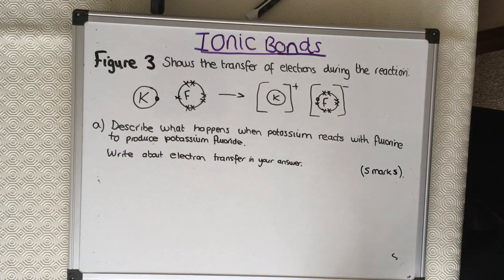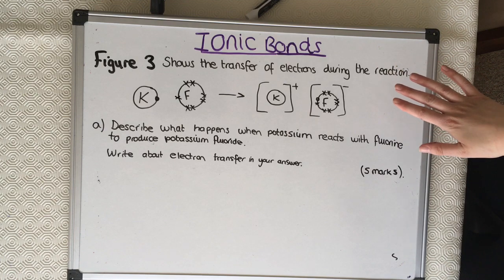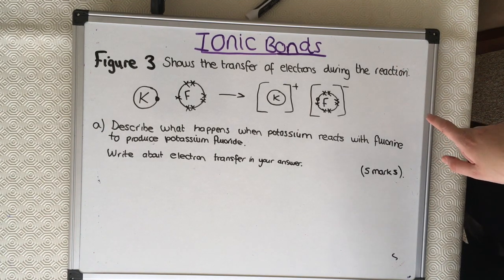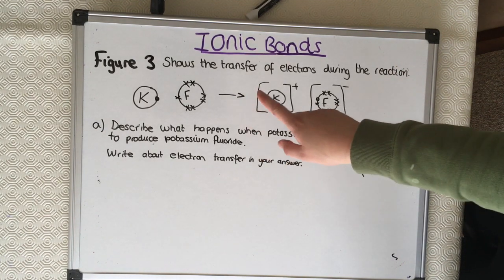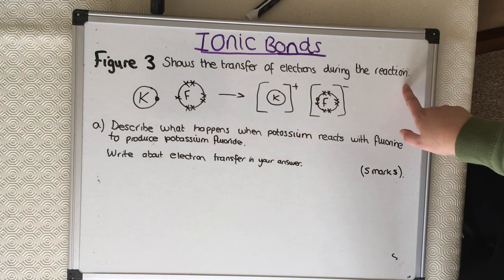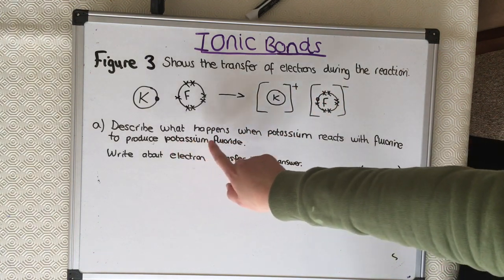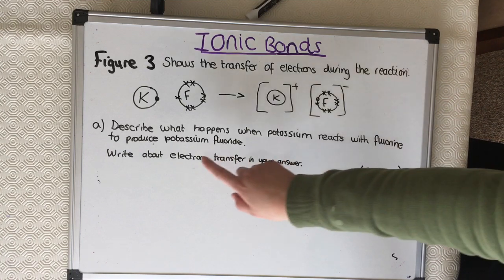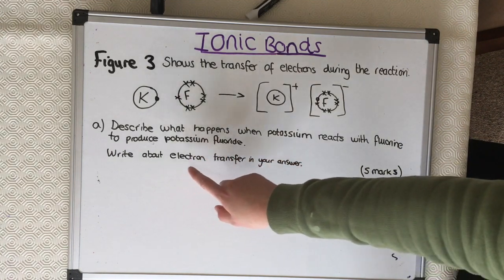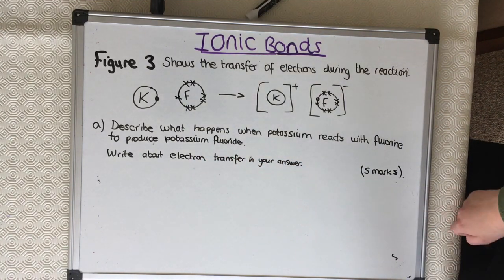So a common 5-mark question in exam papers is this one here, and it's all about ionic bonding, which is why I think it's really important that we go through it. So figure 3 shows the transfer of electrons during the reaction. Describe what happens when potassium reacts with fluorine to produce potassium fluoride. Write about electron transfer in your answer.